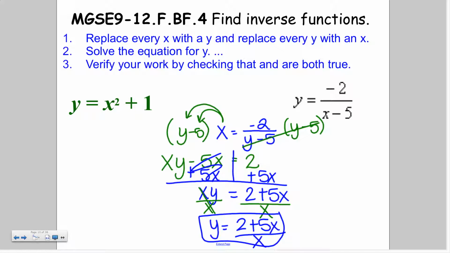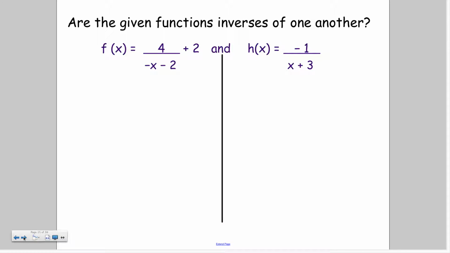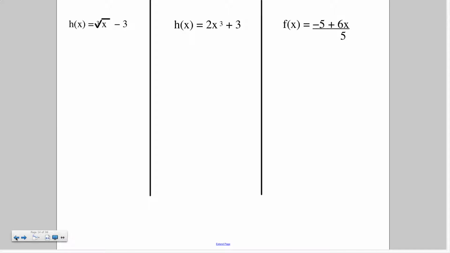Now, you can go back and check it, just like how we did with the first one, and you would just replace x and y. All right, so let's go to the next page. I'm getting too far ahead.